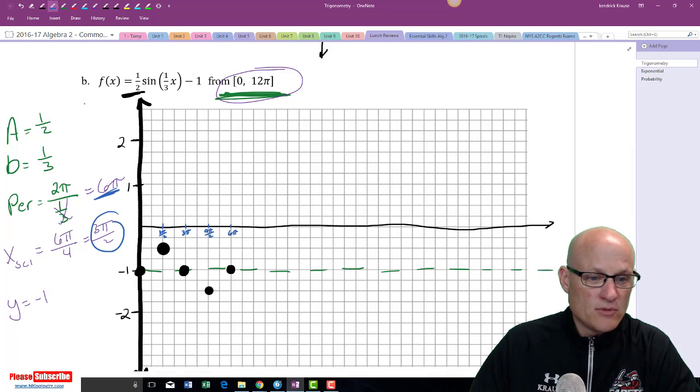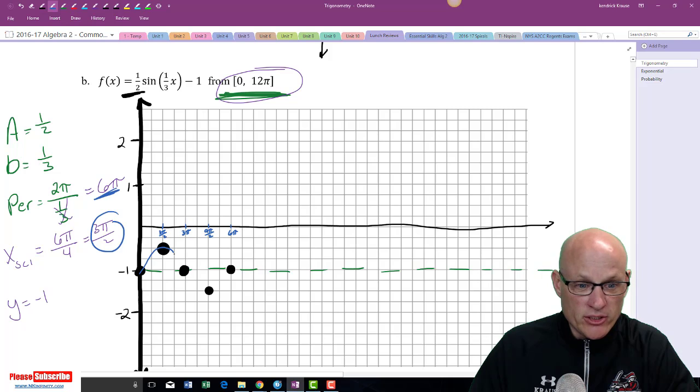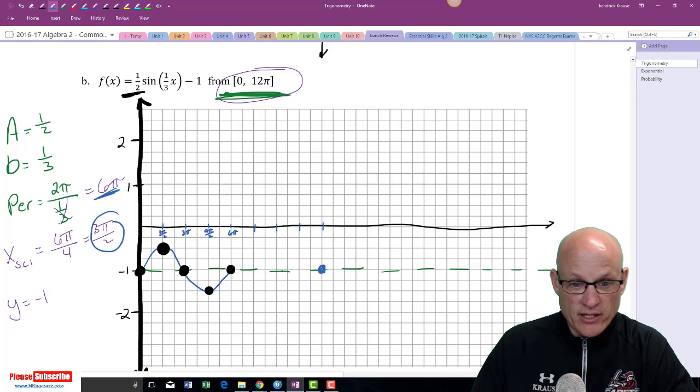And I'll graph it. That's graphing it for 6 pi. So we're going to start at a 0, end at a 0, 0 in the middle, and then just keep the pattern going.